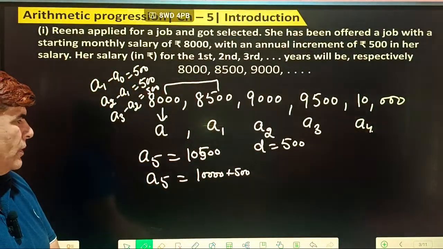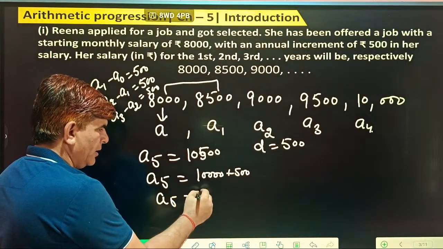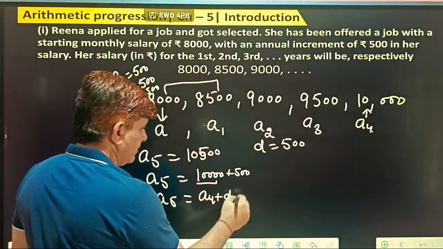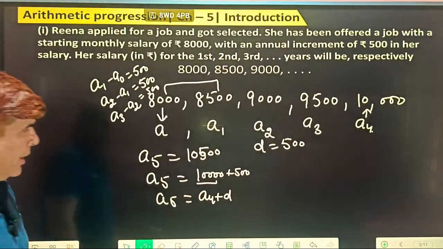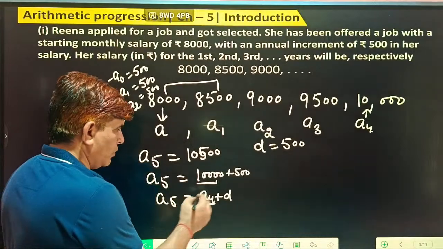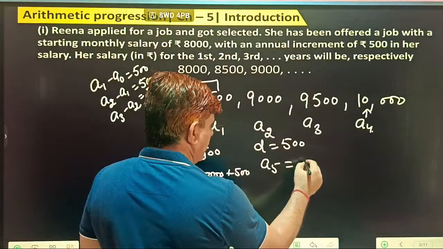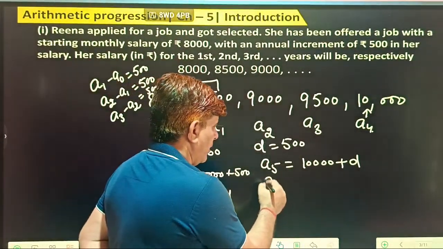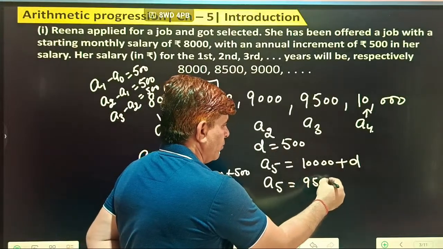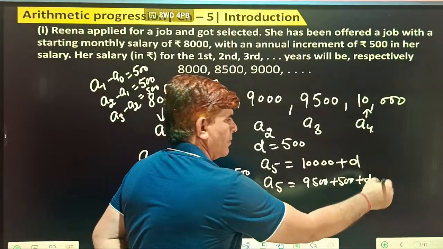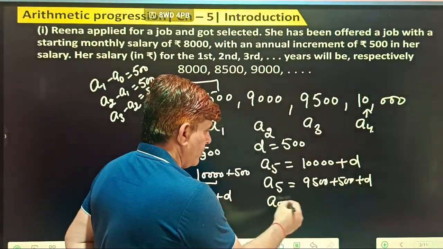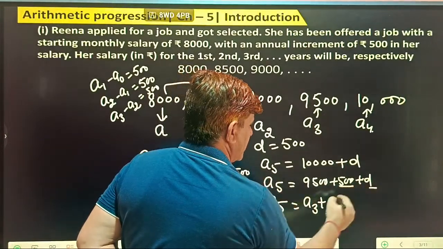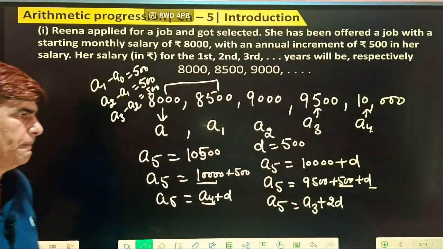What's the common difference? 500. So A5 we can write as 10,000, what? This, A4 plus D. Understood? And A4, how can we write? A5 is equal to A4 plus D. Then A5, this we can write like this if you have no problem. So A5, what is this? A3 plus D plus D. Understood?